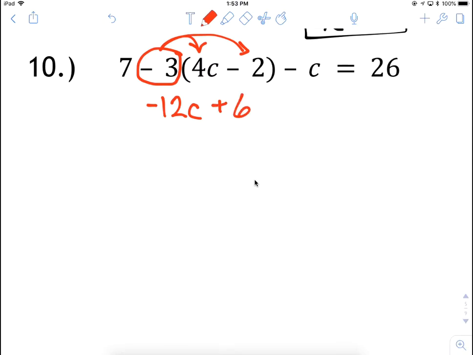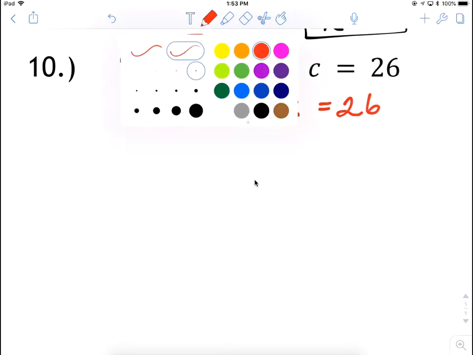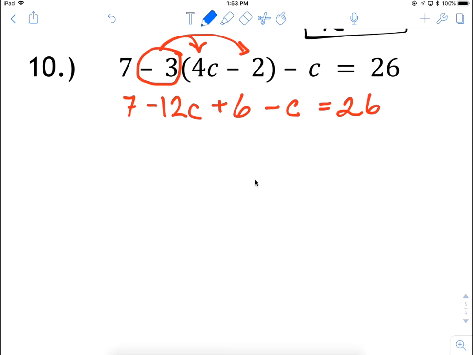So +6. Now, we have a lot of pieces that didn't get used. The 7 is going to come down. The -c is going to come down. And the equals 26 is going to come down. What do we look for next? We're going to see if there's anything we can combine. Looking at the variables, it looks like we got a couple of c's. So I'm thinking -12 minus just 1c.